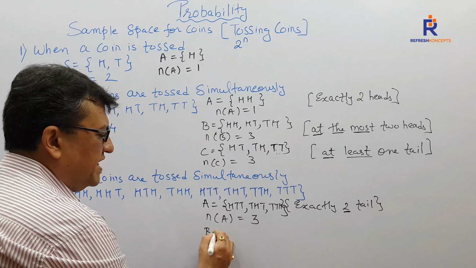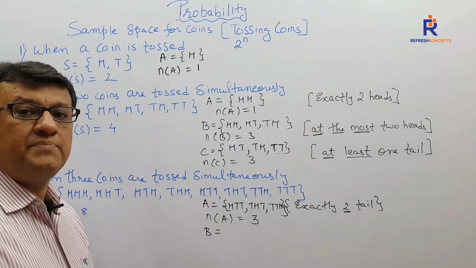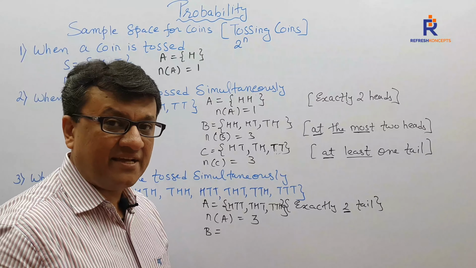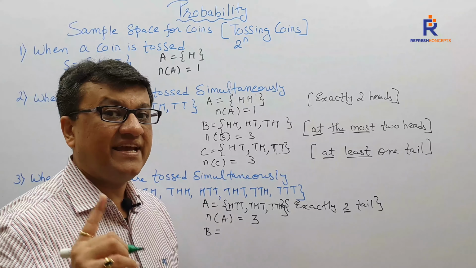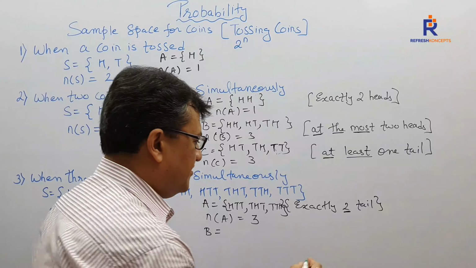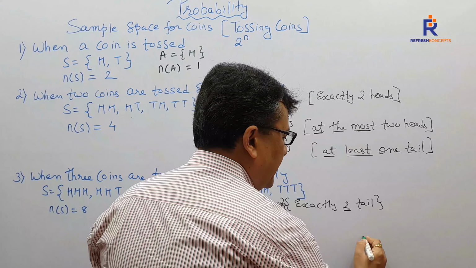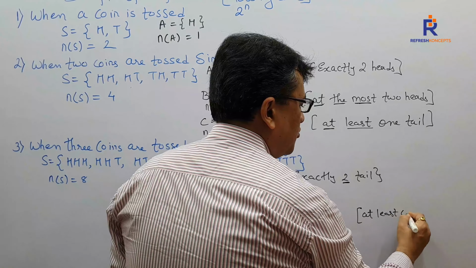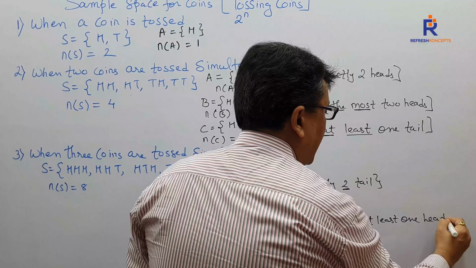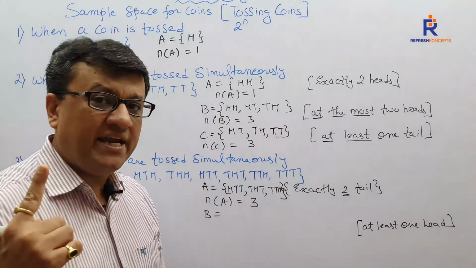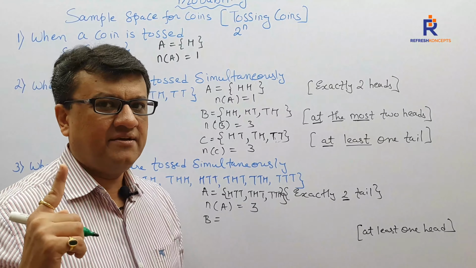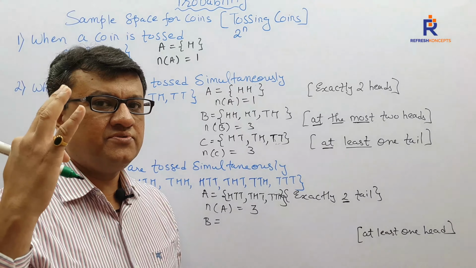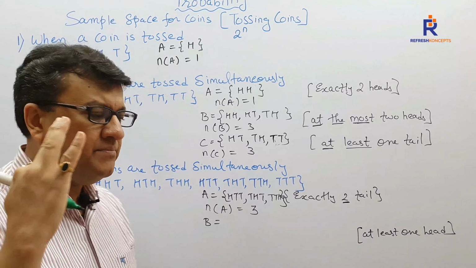Let's take one more. Let B be the event of getting at least one head. So I'm writing at least one head. Now when I say at least one head, minimum one head, maximum 3 is going to do.